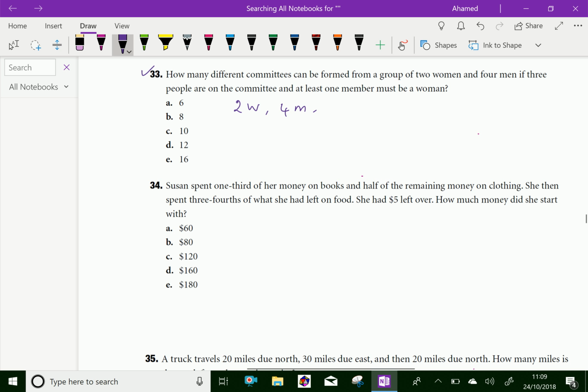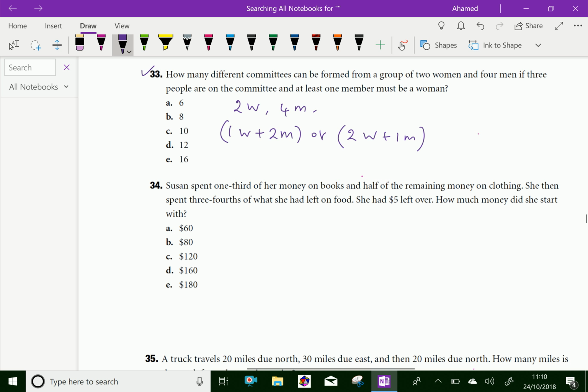Now the first chance is 1 woman plus 2 men, because the committee must have 3 members, or 2 women and 1 man. Further we cannot go. Why? Since there are 2 women and 4 men, totally here 3 members out of 6 members.